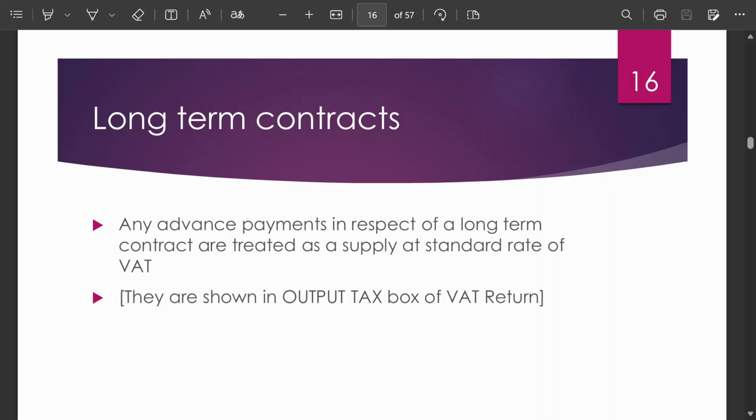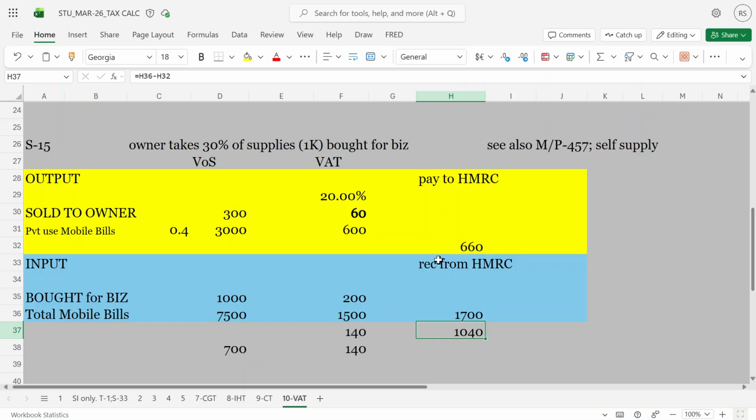Why is the timing so important? Because every quarter you need to file a VAT return. You need to keep track of whatever taxable supplies are happening in that quarter, because those taxable supplies have to be included in that quarter's VAT return. So this will go in the output VAT box, because output VAT is paid to HMRC. So if you receive any advance payment, whatever the amount of the advance payment, on that you charge tax, and then you pay that to HMRC.